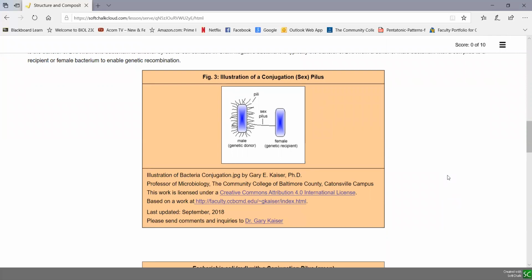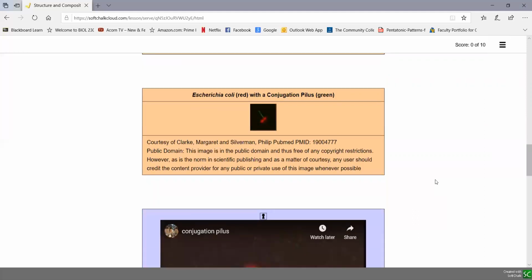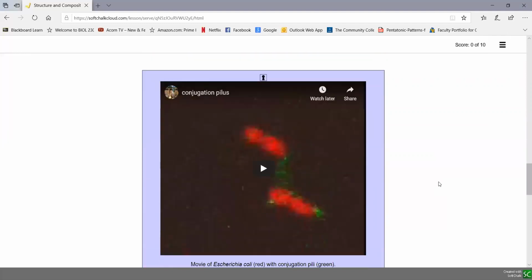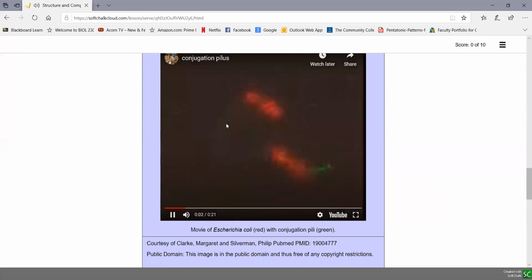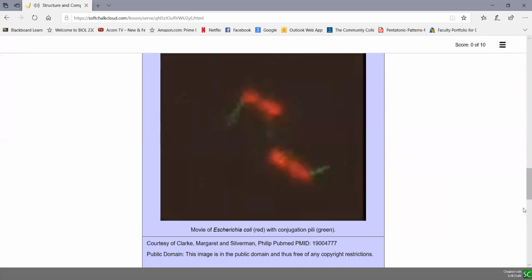Figure 3 shows an illustration of a bacterium having numerous short attachment pili and producing a conjugation pilus or sex pilus that's able to contact another bacterium for genetic recombination. And this is a movie that shows some conjugation pili. The bacteria are labeled in red, and the conjugation pilus is in green here. So there we see some long conjugation pili in green.